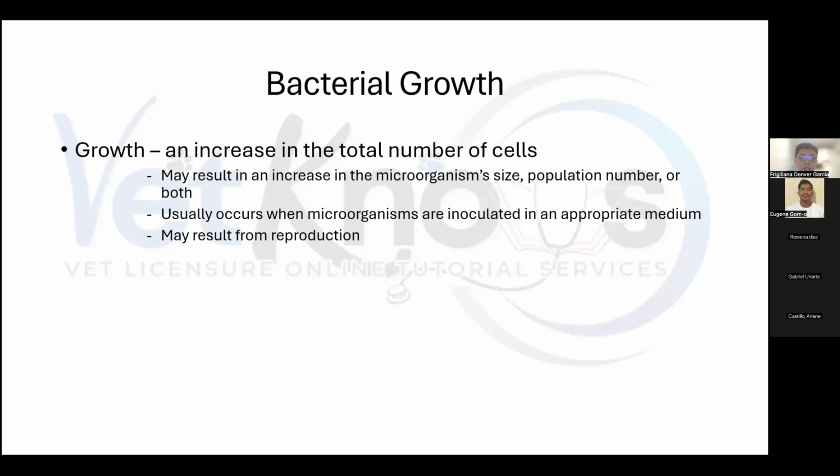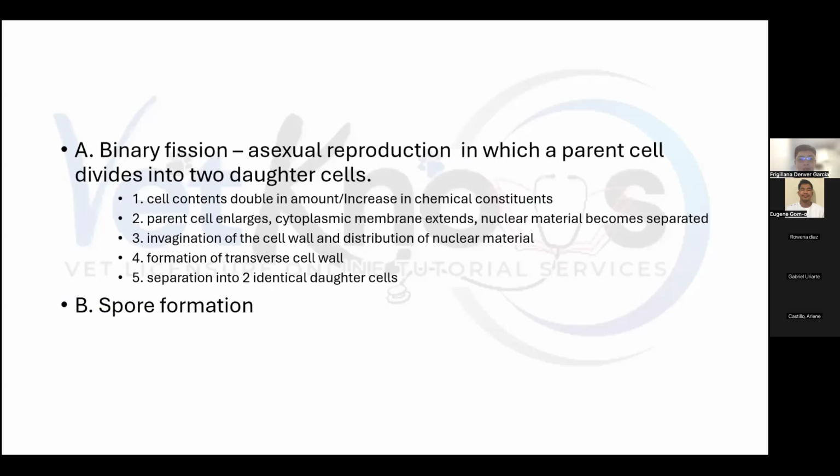The average time for binary fission for the majority of bacterial species is 20 minutes. The required number of cells for most bacterial species to cause infection is around 1 times 10 raised to 6. So binary fission, this is already done.